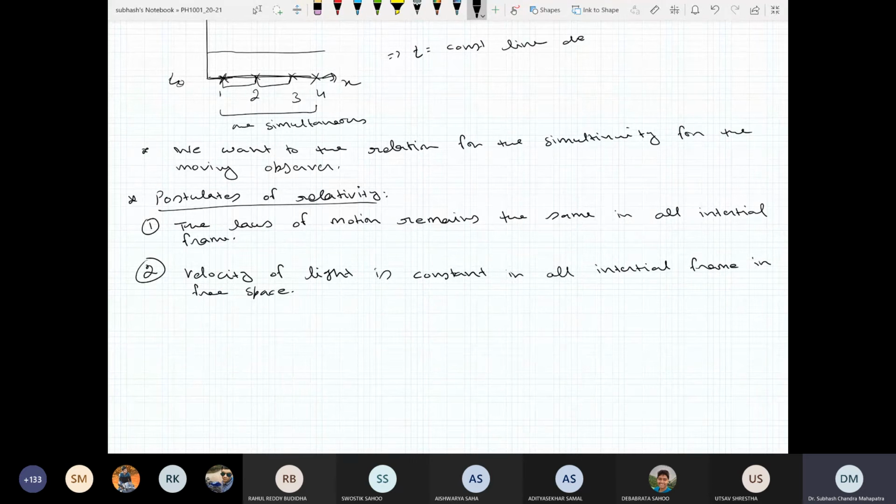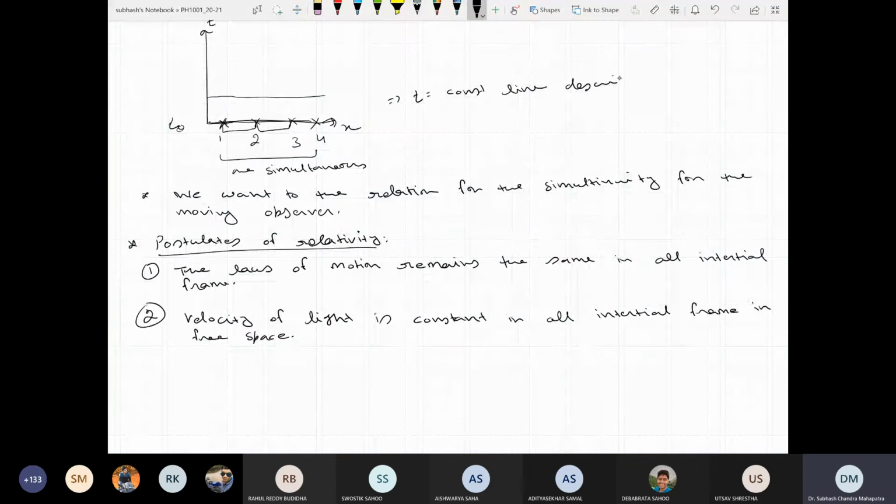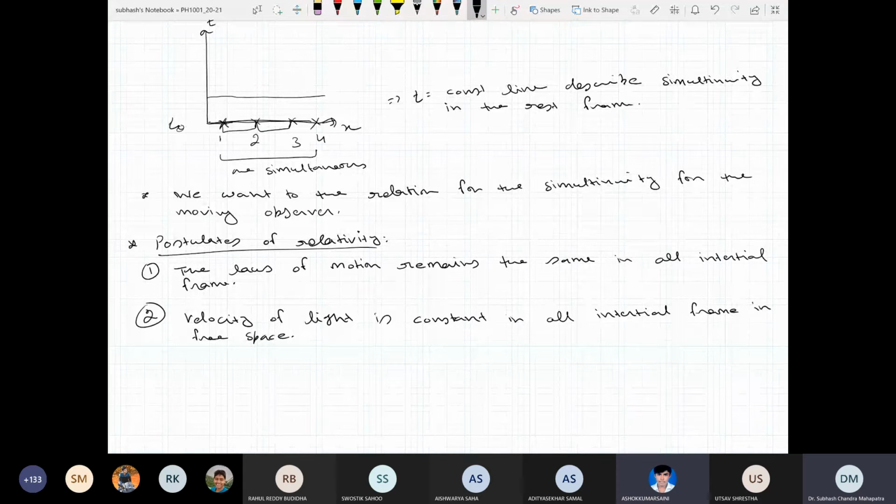T is equal to constant line will describe simultaneity in the rest frame. Similarly, t prime is equal to constant line will describe simultaneity in the moving frame.